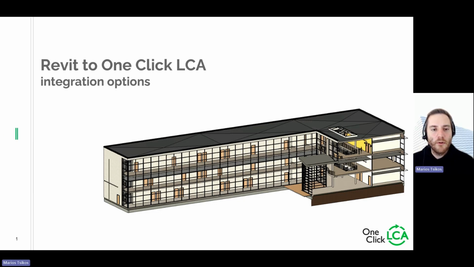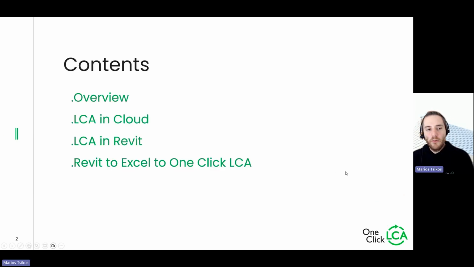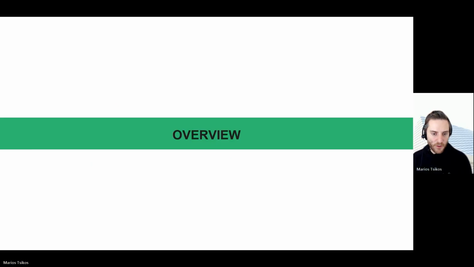Hello, and welcome to this session where we will talk about the different integration options that are available in the One Click LCA plugin for Autodesk Revit. We will do a quick overview of the three different options, which are LCA in Cloud, LCA in Revit, and Revit to Excel to One Click LCA. And then we will also briefly look into these different options in the actual plugin within Revit.